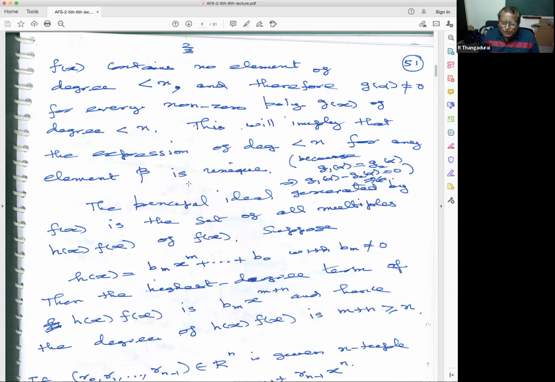Why is it unique? Suppose there are two representations, g1 of alpha and g2 of alpha, both representing beta. Then g1 of alpha equals g2 of alpha. That means g1 of alpha minus g2 of alpha is 0. But g1 and g2 are two different polynomials of degree strictly less than n. Therefore the polynomial g1 minus g2 is of degree strictly less than n, and alpha is a root of it. So that will contradict.